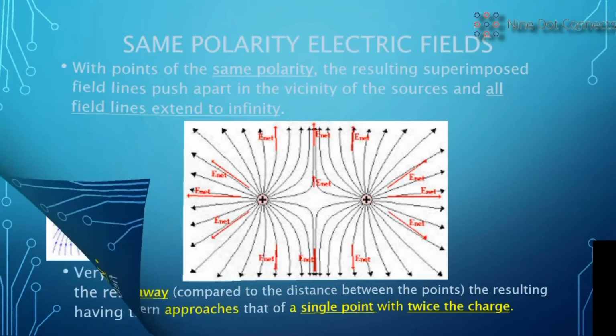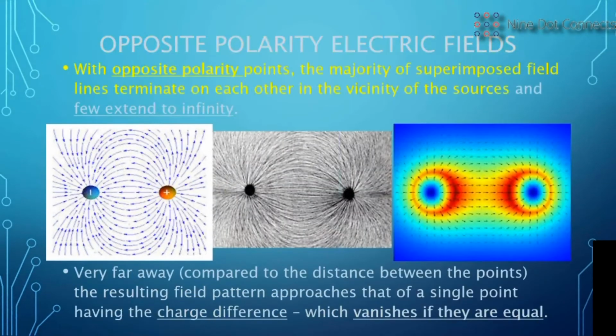If you have opposite polarity electric fields, the majority of the superimposed field lines terminate on each other in the vicinity of the sources, and few extend to infinity. You can see the shape by the image in the middle between two oppositely charged points. That's very similar to the drawing that you see on the left, where you see field lines emanating out of the plus charge and going into the minus charge.